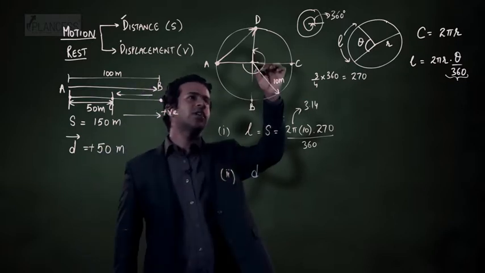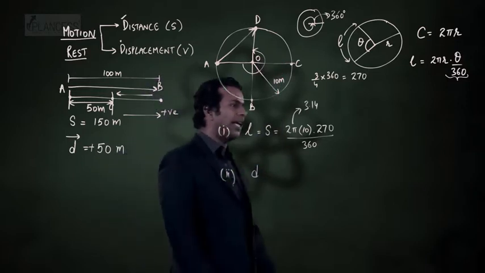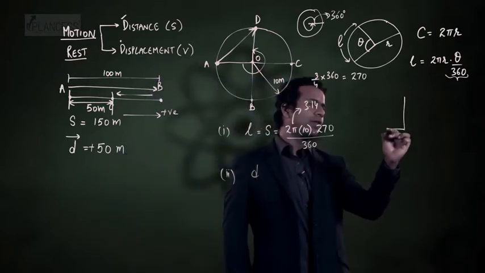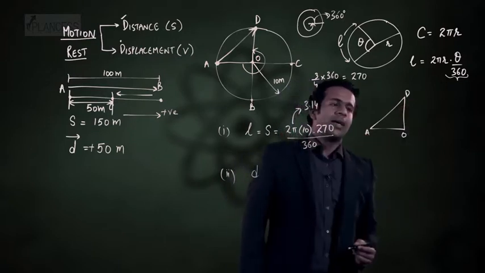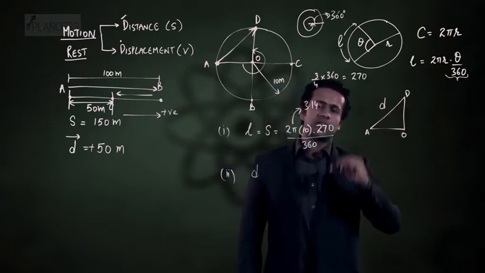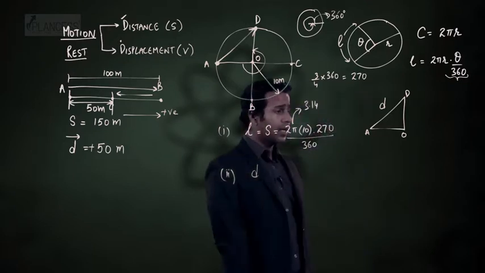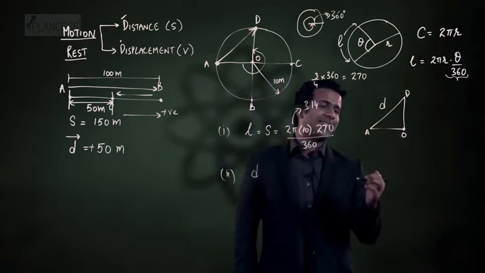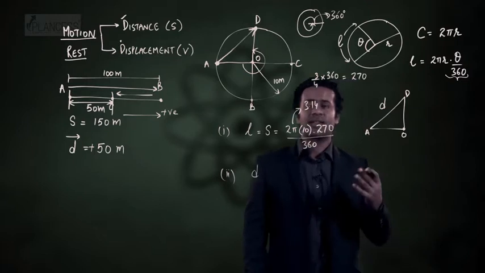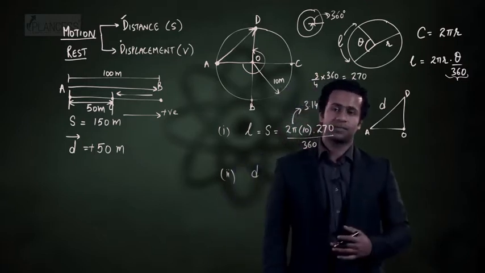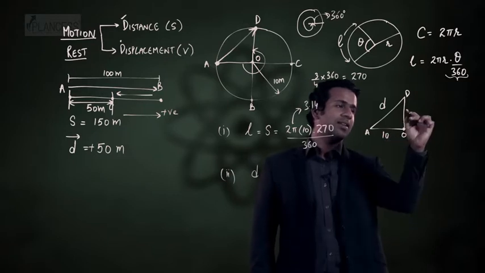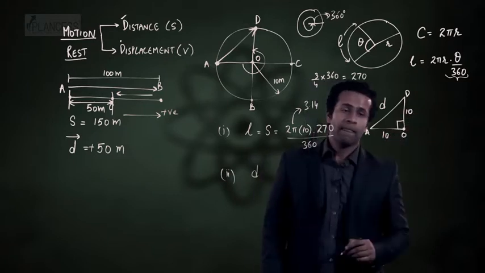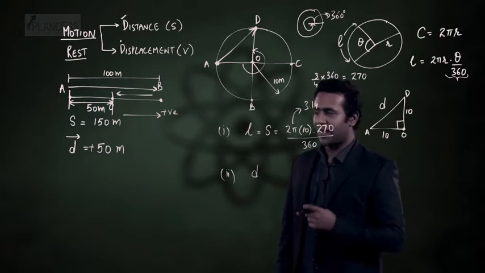So we know the direction, we have identified the line, we only need its magnitude. So let's focus on the triangle AOD. If you look at this triangle AOD, AD is basically the displacement. Now, you should also notice that AO and OD are nothing but the radius of the circle, and that we know is 10 meters. So this length is 10 and so is this. And this we have already established is a right angle.